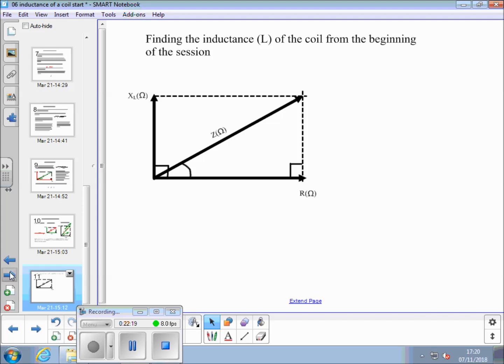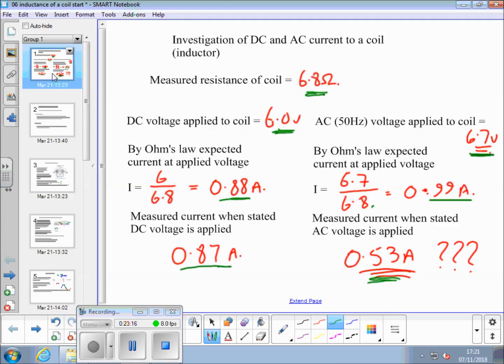What do we know? We know R, don't we? Let's have the measured value when we pass DC current. The practical value. That was 6.8 ohms, the resistance of the coil. We measured it initially with an ohm meter, and then we calculated it using Ohm's law from the voltage applied and the current.